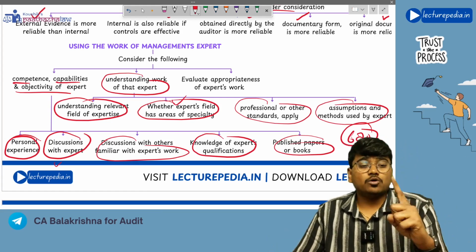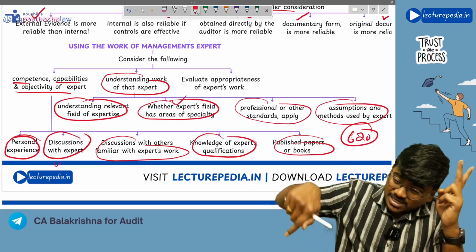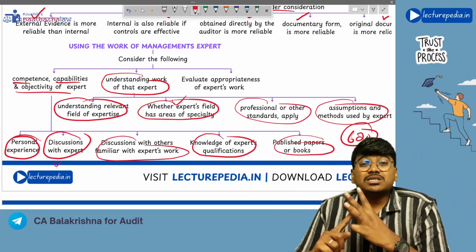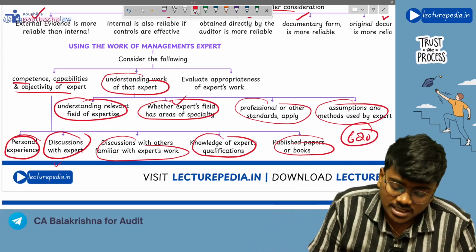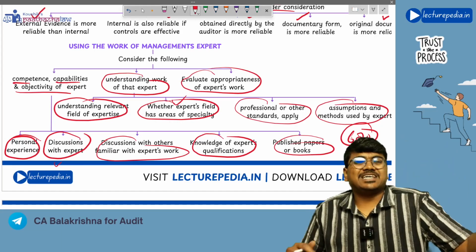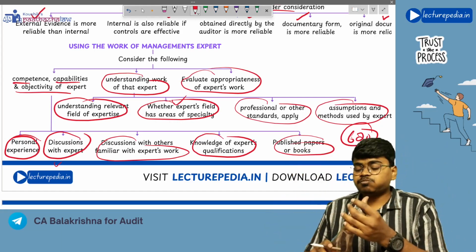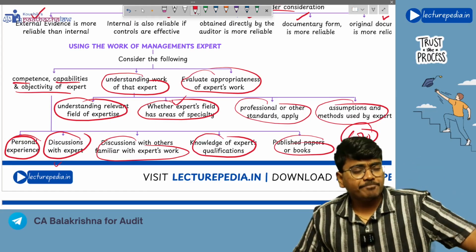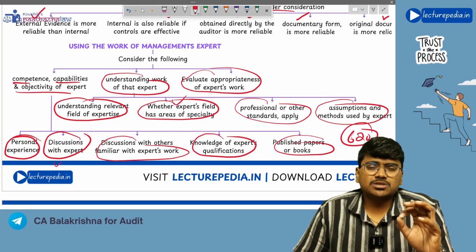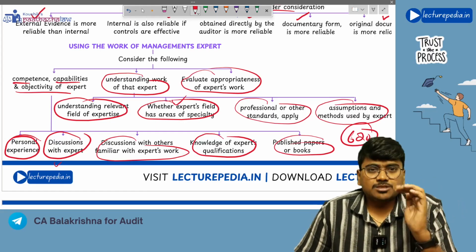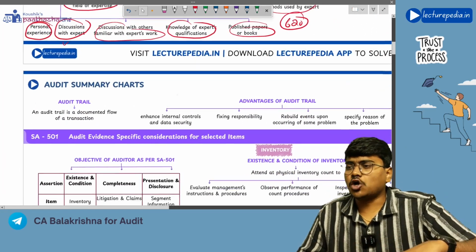So first you have understood the competency and capability of that expert. Next, you have understood the work that the expert has performed. Now you will see whether that work will be appropriate for your purpose or not. That is, evaluate the appropriateness of the expert's work. Got it? So these are the three things that you will do when you have decided to use the work of a management expert. Got it? And there is a final concept which is audit trail.